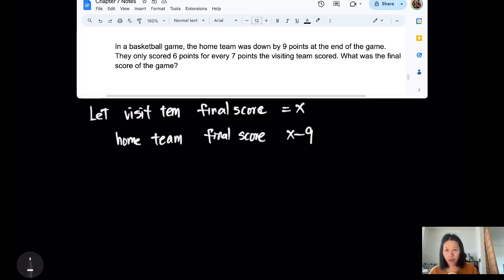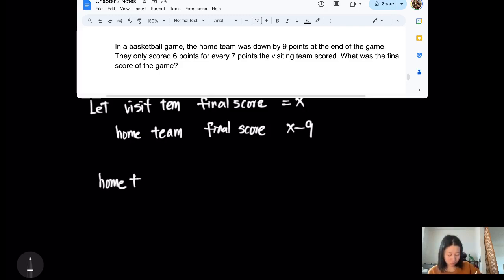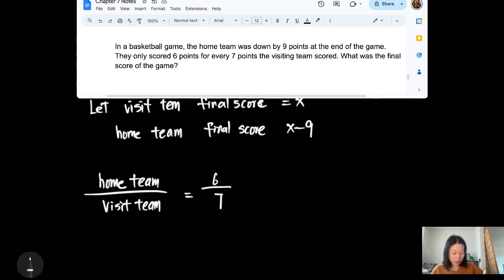And we know that for every game, the home team scores 6 points for every 7 points that the visit team scores. So the home team always has the same proportion through the whole game. It's always the home team versus the visit team. Whenever they score 6, the visit team scores 7. And at the final, the home team is x minus 9, the visit team is x. So here is the setup proportion that we got.